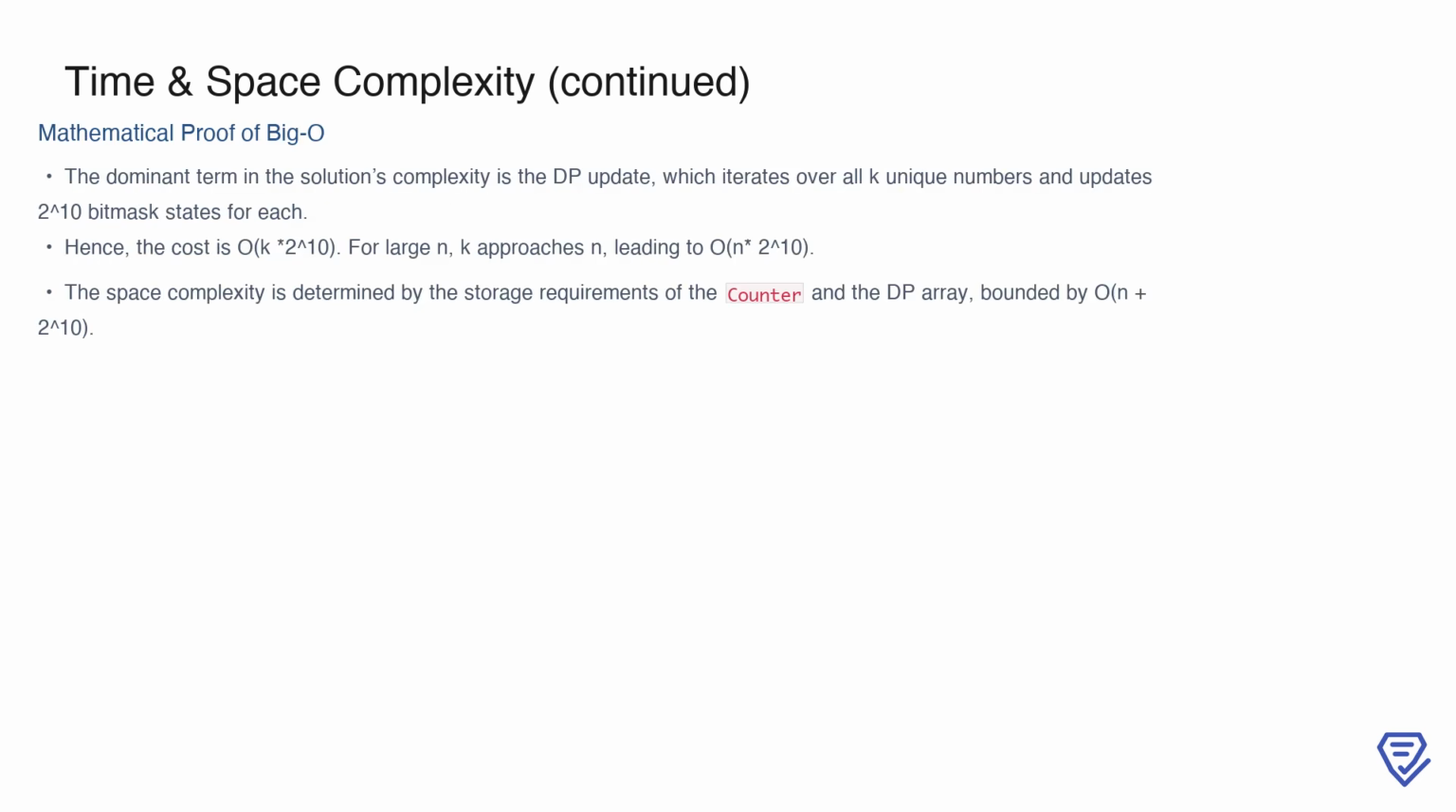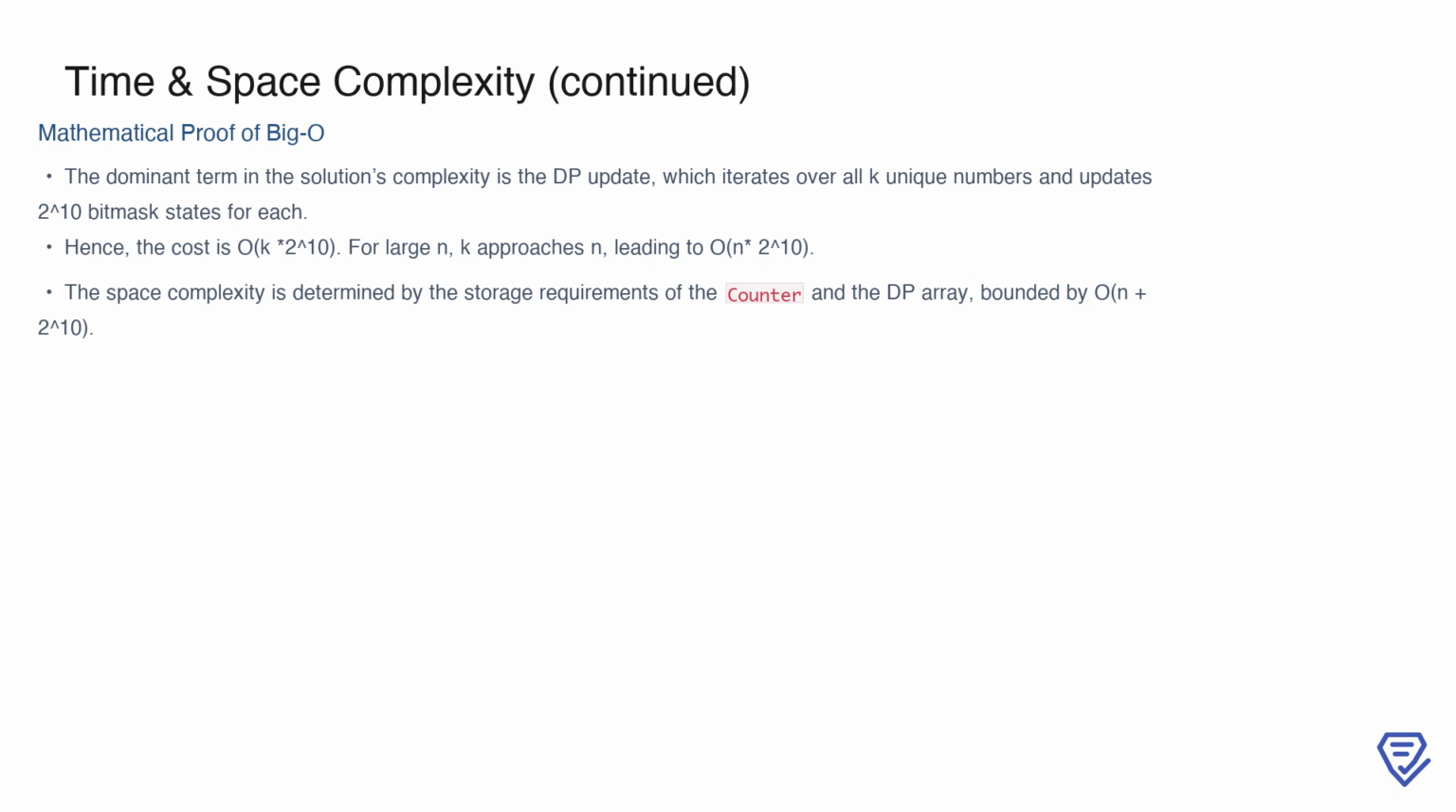Finally, let's mathematically confirm the big O complexity. The dominant term in the solution arises from the dynamic programming update. This step involves iterating over k unique numbers and updating 2^10 bitmask states for each. As a result, the cost is k * 2^10. For large arrays, k approaches n, leading to a time complexity of n * 2^10.